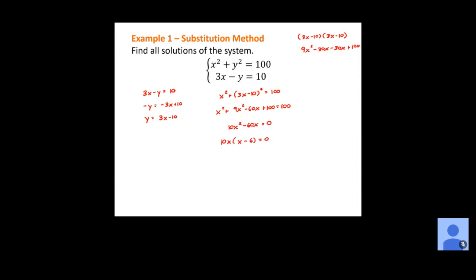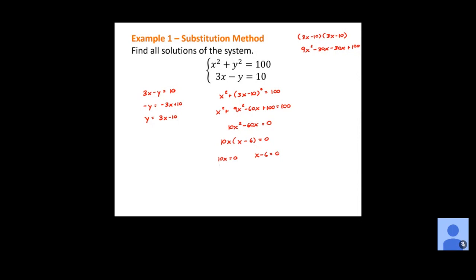Okay, so we don't want to divide anything, right? So good, set each factor equal to 0. I'm just going to take this first factor, which is 10x, and set that equal to 0. And we're going to take the other factor, x minus 6, and set it equal to 0 also.